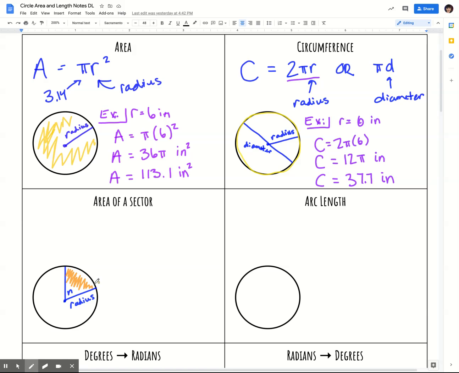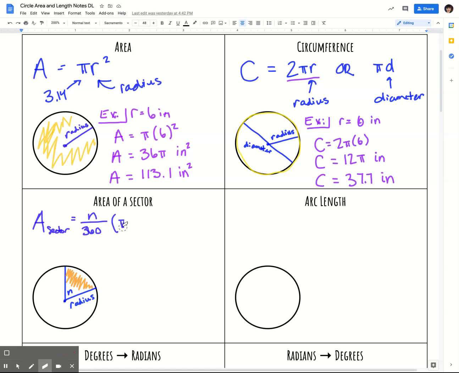Okay, so what we want to know when we're finding the area of a sector is how much area does just that part or just that portion of the circle take up. And you'll notice in my drawing this time, I indicated not just the radius, but this N right here, which is the central angle. So here's how you find the area of a sector. The area of a sector is N divided by 360 times pi r squared.